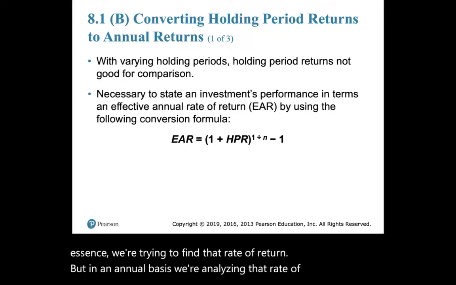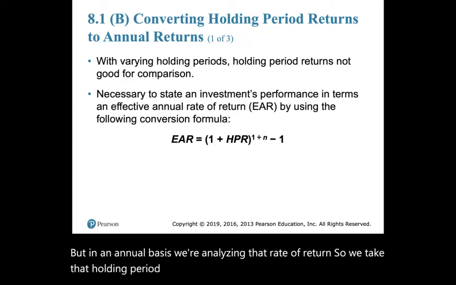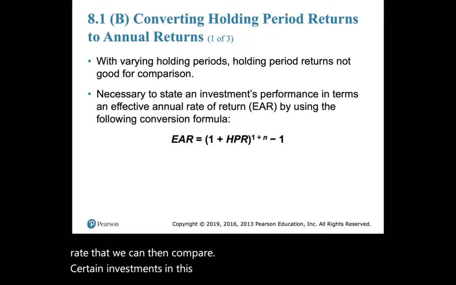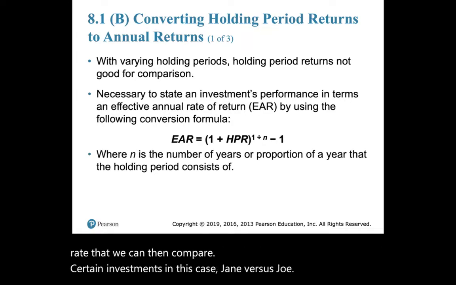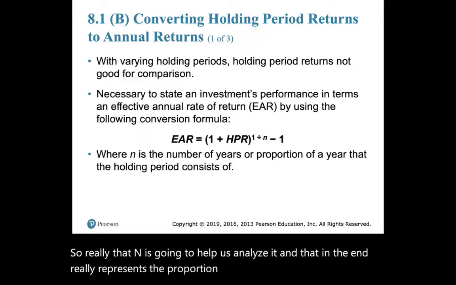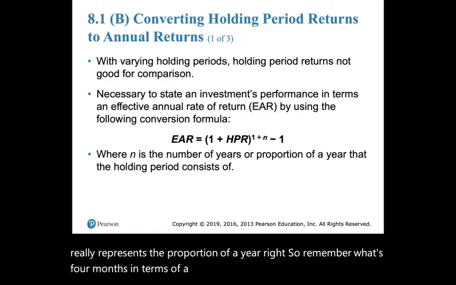So we take that holding period rate and turn it into an annual rate that we can then use to compare certain investments. In this case, Jane versus Joe. So really that N is going to help us annualize it. And that N really represents the proportion of a year, right? So remember, what's 4 months in terms of a year? What's 2 years in terms of a year? That's going to help us understand that.